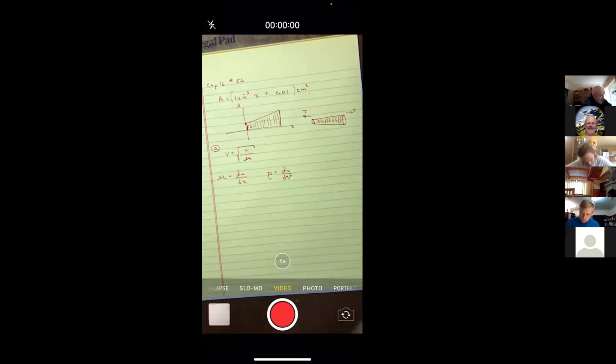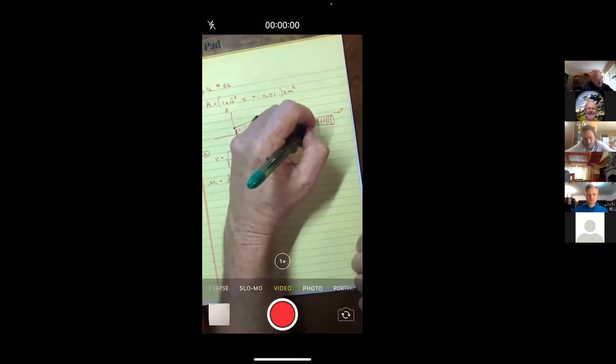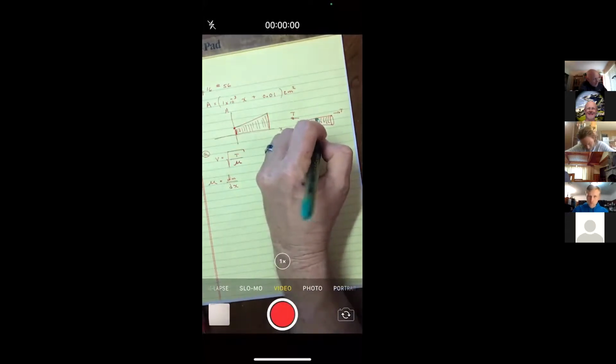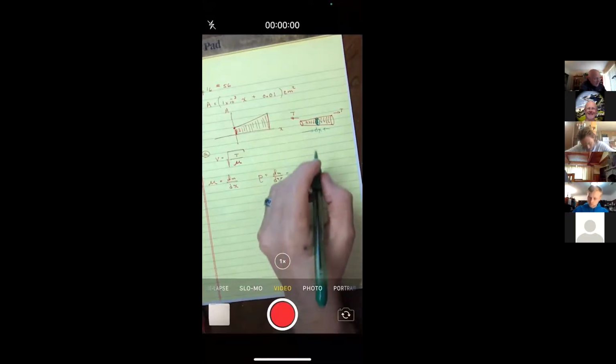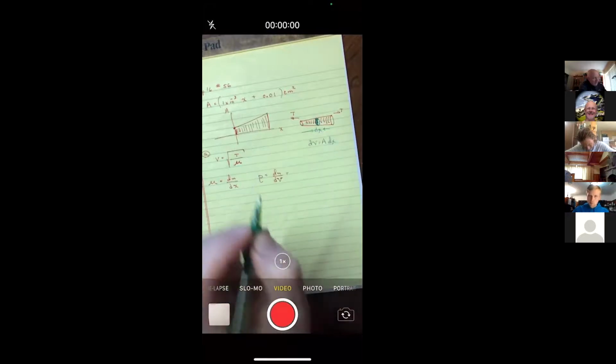And the reason I think that's important, and let's see if I've got a different color I can draw with. If I were to take one of these little slices here and color it in green, and say that that little slice has a length of dx, its volume would be its area times its length.